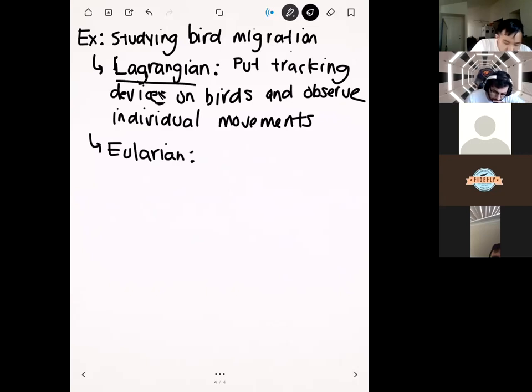If you want to do the study using the Eulerian point of view, what you would do is you would just set up, you would send your team out, say you sit here, you sit here, you sit here, and then just have them count how many birds and what direction they're going as they fly past.